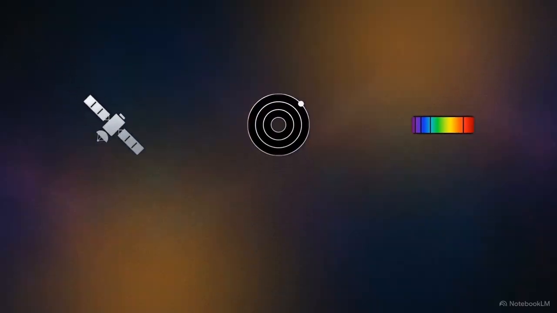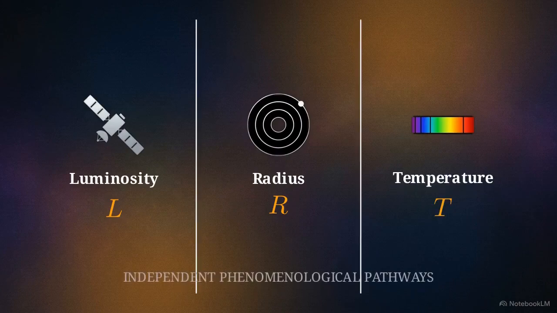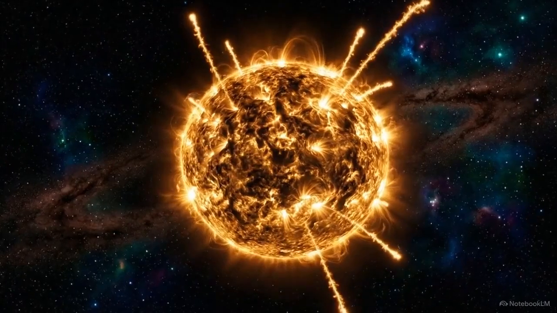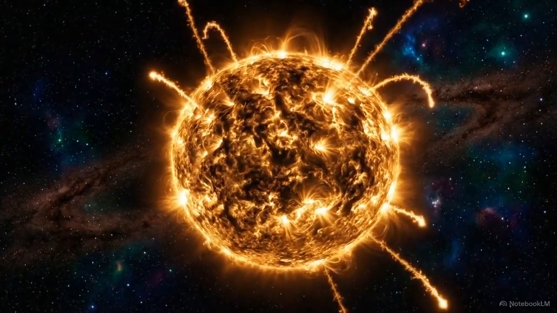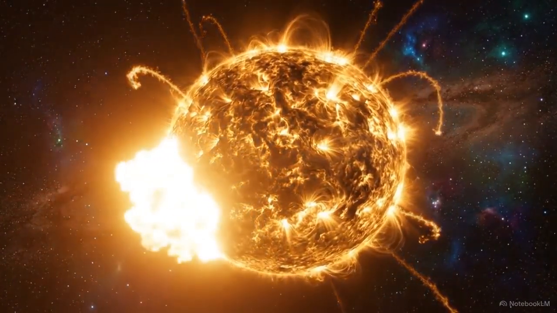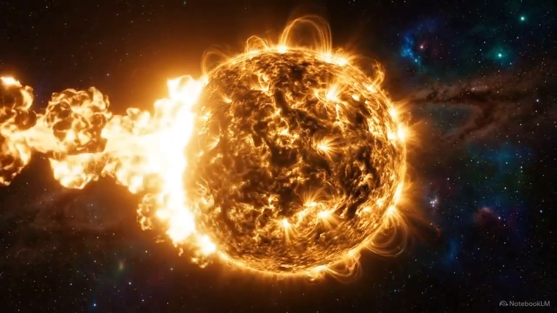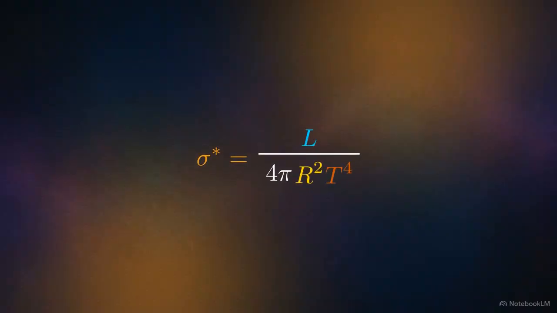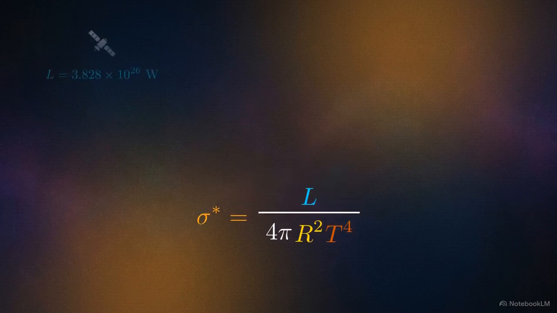We have now successfully isolated the variables: luminosity, radius, and temperature, all secured through completely different phenomenological pathways. Because these three inputs have zero overlap, we finally have the tools to stress test the 140-year-old law against reality. This diagram shows the true empirical test. We invert the formula to leave the Stefan-Boltzmann constant blank.